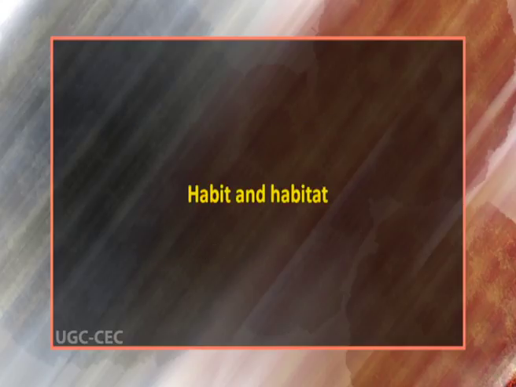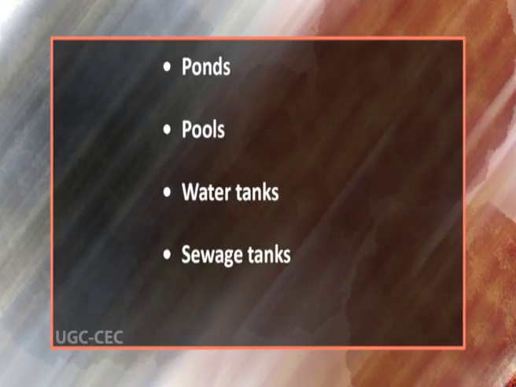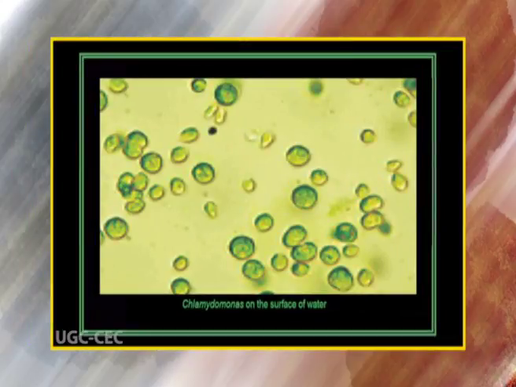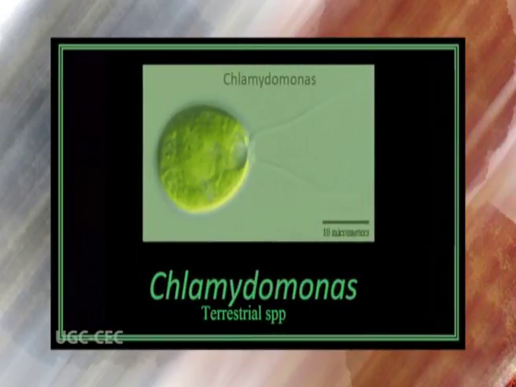Now, its habit and habitat. Chlamydomonas is a large genus including 500 species adapted to different habitats. Most species are seen in freshwater habitats rich in nitrogen and organic matter. Some species occur in ponds, pools, water tanks, sewage tanks, and in slowly running water. Chlamydomonas grows on the surface of water and makes it green. Some species are terrestrial and seen in moist soil.